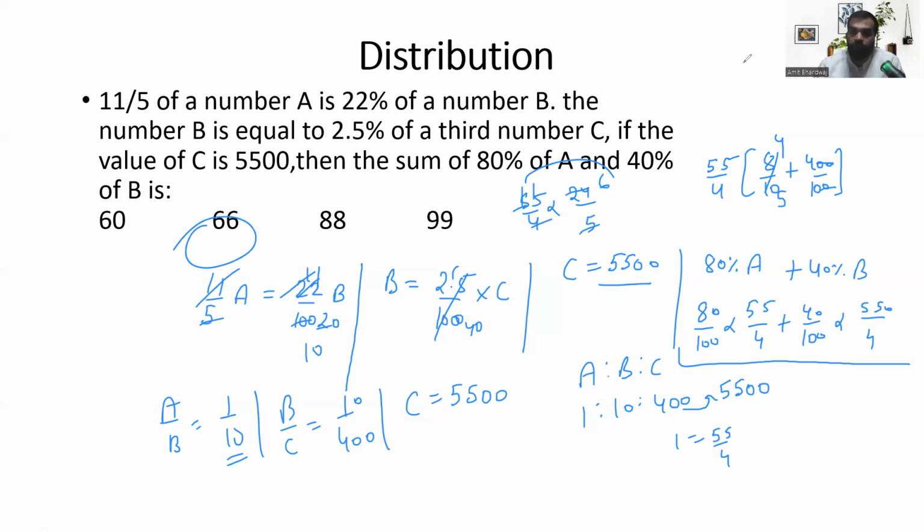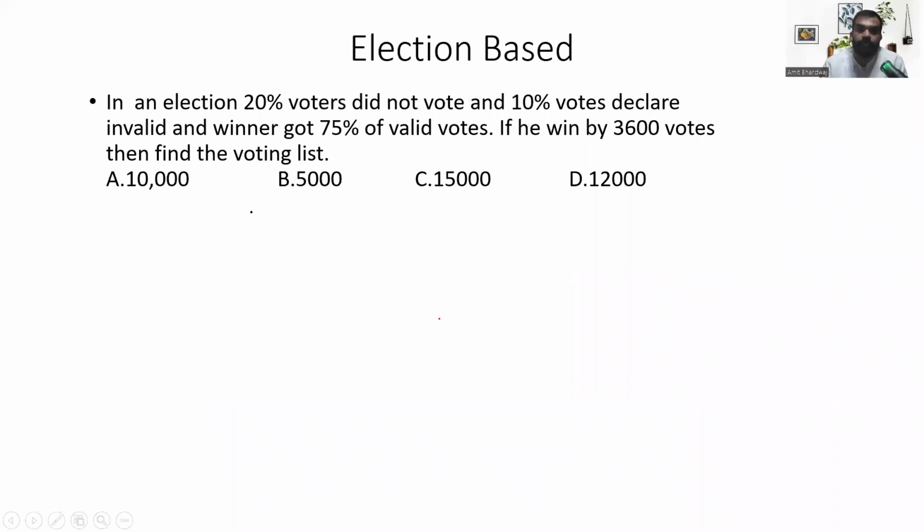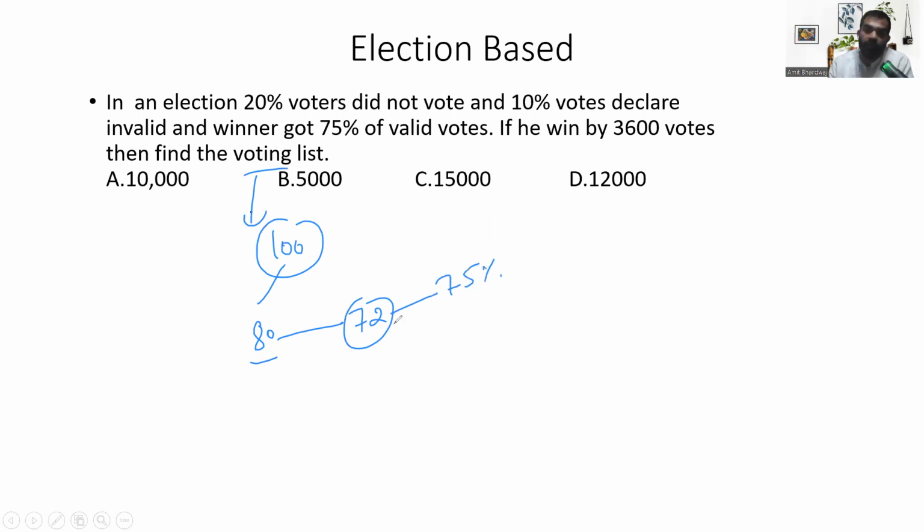Okay. Next question we have is this one. In an election, 20% of voters did not vote. 10% of votes were declared invalid. The winner got 75%. He won by 3600 votes. Find the voting list. Let's say the voting list is 100, right? 20% of voters did not vote, so only 80 voted. 10% of votes declared invalid means only 72 valid votes. The winner got 75% of valid votes, and 25% went to the loser. And he won by 3600 votes.